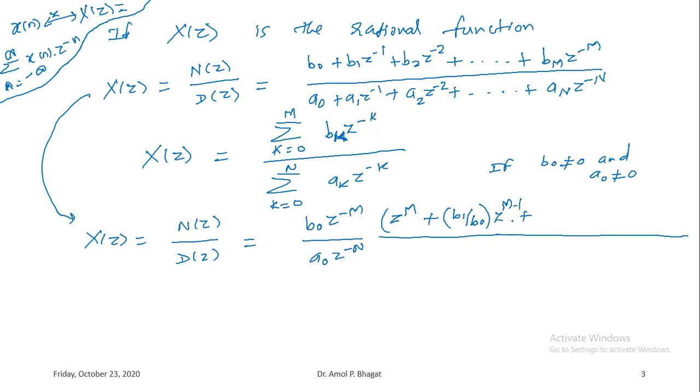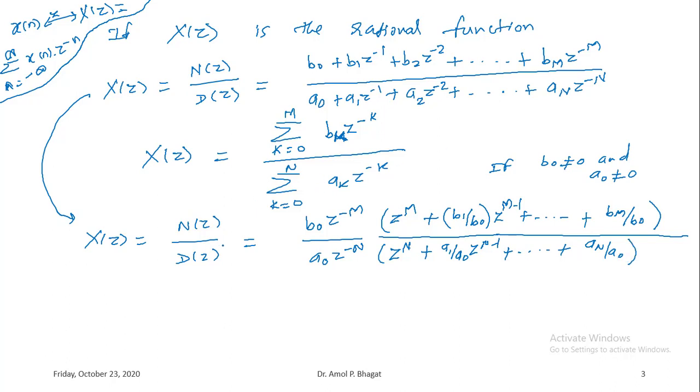What we are trying to do is eliminate the negative powers of z from the numerator as well as from the denominator. So plus, and so on, plus the last term will be simply bm upon b0. Similarly, in the denominator we get z to the power n, plus a1 upon a0 z to the power n minus 1, plus and so on, plus an upon a0, correct?